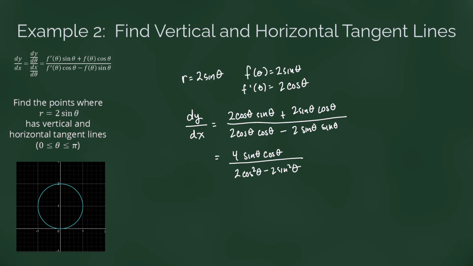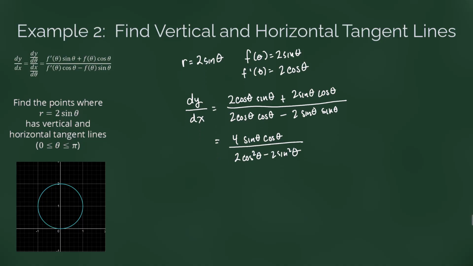Okay, and so now we know that this is going to be 0 where the top is 0 and the bottom isn't, and it's going to be undefined where the bottom is 0 and the top isn't. So let's look at those separately. Let's look at where 4 sine theta cosine theta equals 0. So this is where our numerator is 0. That happens when either sine of theta is 0 or the cosine of theta is 0. Well, between 0 and pi, that happens at theta equals 0, theta equals pi, that's where the sine of theta is 0, and where theta equals pi over 2, that's where the cosine of theta is 0.